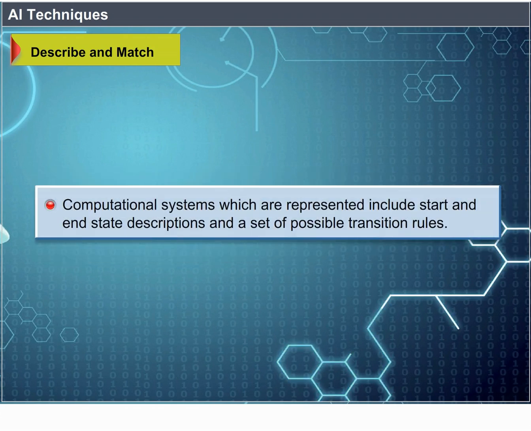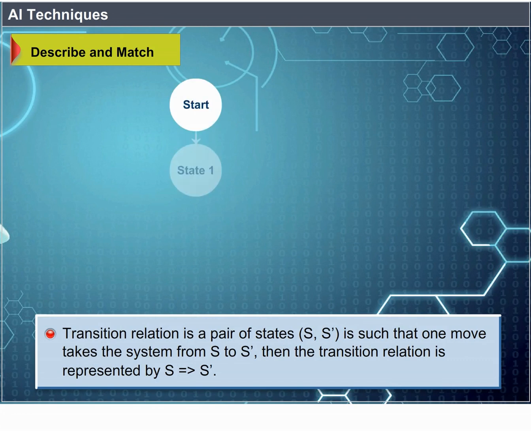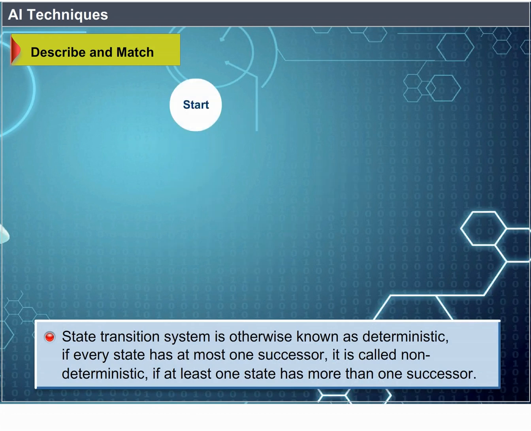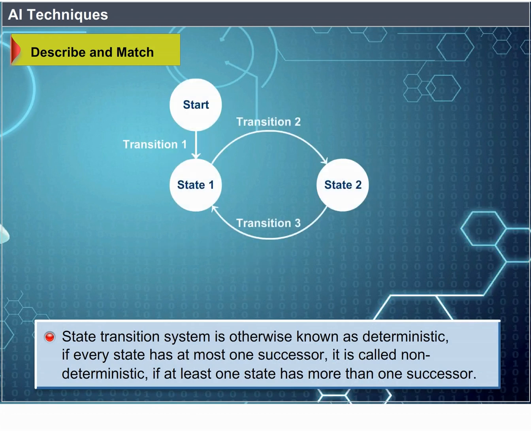Computational systems which are represented include start and end state descriptions and a set of possible transition rules. A transition relation is a pair of states S, S dash such that one move takes the system from S to S dash. Then the transition relation is represented by S implies S dash. A state transition system is known as deterministic if every state has at most one successor. It is called non-deterministic if at least one state has more than one successor.